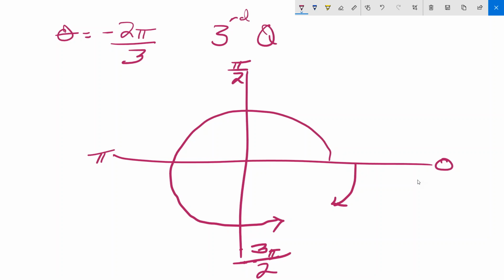Because it's 90 degrees. If I'm starting at the 0 line and going clockwise, which is what negative angles do, then if I just go to minus pi over 2, I'm going to be right there at that spot. So, is minus 2 pi over 3, where is that? The quadrants don't change. They're always numbered counterclockwise, like that.